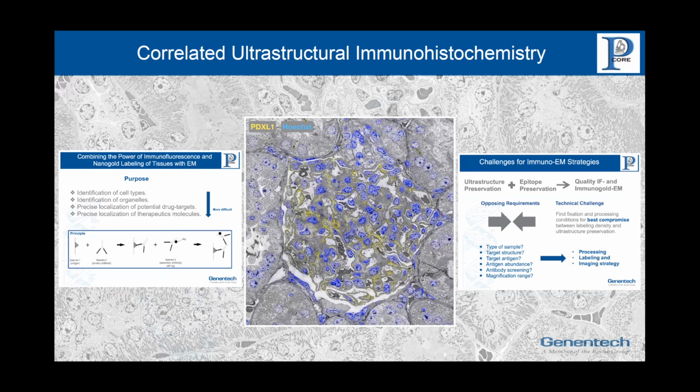Now, as you know, immunogold and immunohistochemistry at the EM level is often very challenging because these are two opposing requirements. On one hand, we want to preserve the ultrastructure as well as possible, and on the other hand, we need to preserve the epitopes. Therefore, you often have to try different methods and screen different antibodies until you are successful.